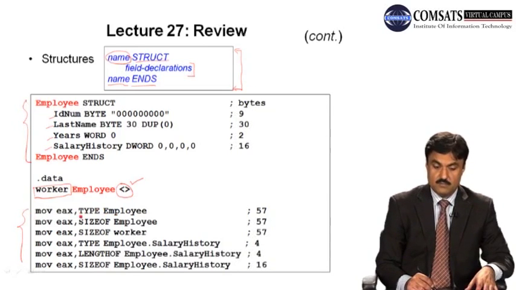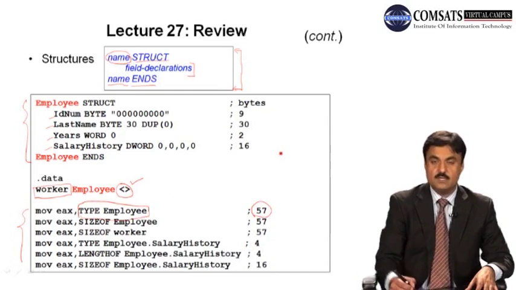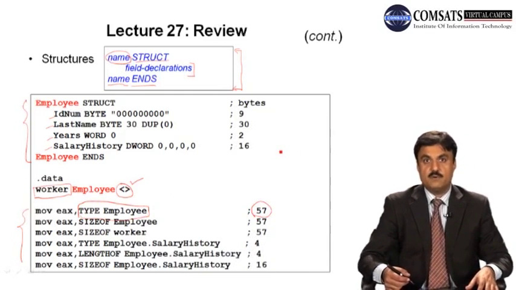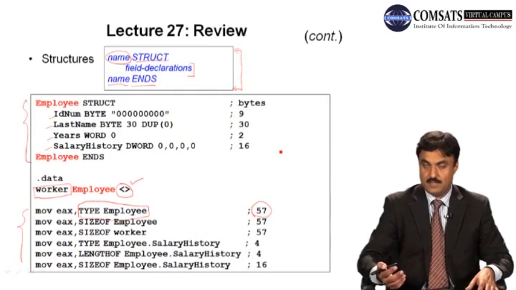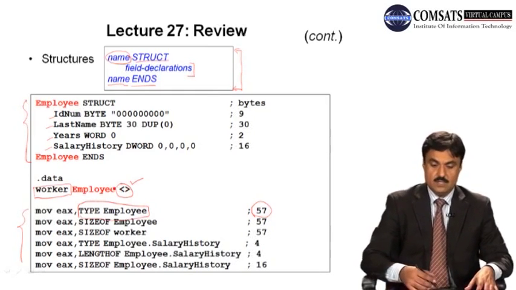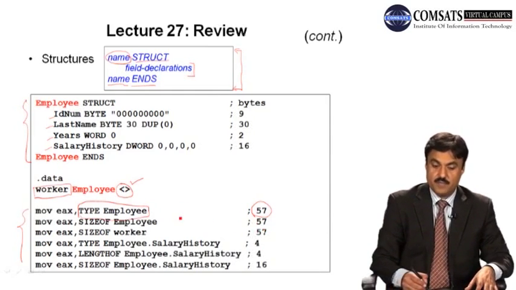First of all, for example, if we want to know the name or the type of this employee, you can see this type will give you the total size. For example, if we try to find out the type of word, it will give you 2 bytes, and double word is 4 bytes, byte is 1 byte, and so on. Size of employee is the same, and then the size of worker, for example, if I say size of worker, you can see it is the same.